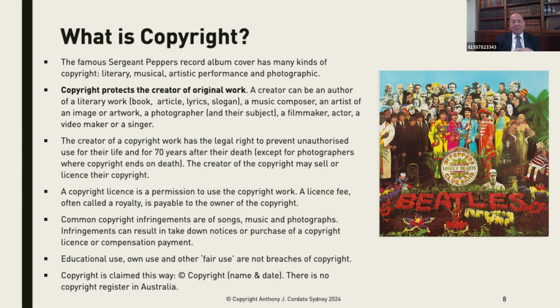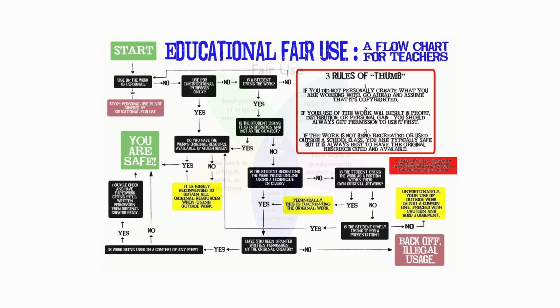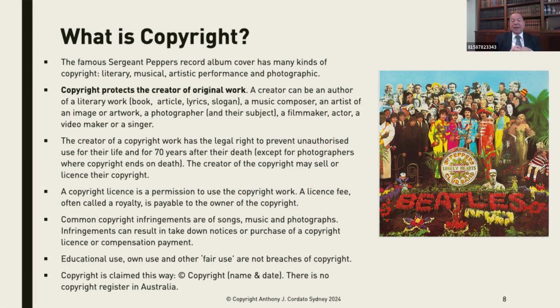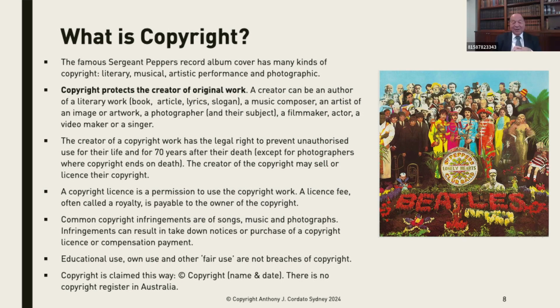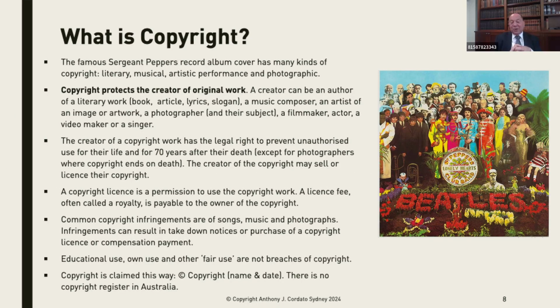Now, the reason I'm able to use that image of the album cover on the right-hand side, which is normally a breach of copyright, is because this is education use. Education use, own use, and other fair use are not breaches of copyright. Now, copyright can be claimed by using a little C with a circle around it and the word copyright, and putting your name and date. And guess what? If you have a look at the bottom of the slide, I have claimed copyright. There's no copyright register in Australia, and in fact, copyright doesn't need to be claimed to exist. It can exist anyway. So let's turn now to this album cover.